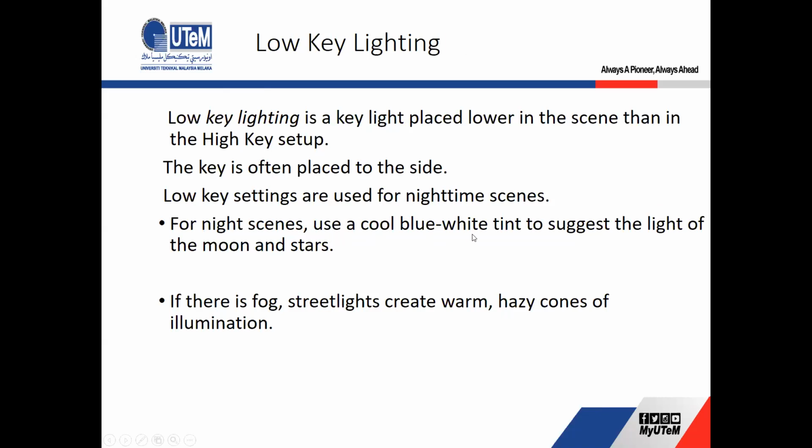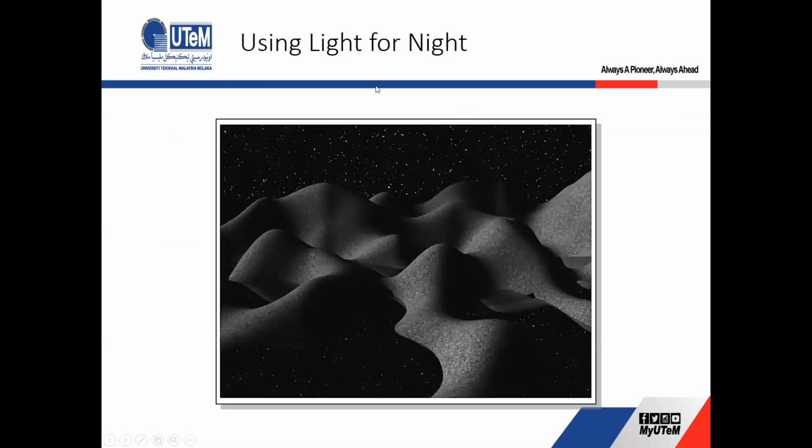Use cool blue-white tints to suggest the light of the moon and stars, like this example. If there is a fog, street lights create warm hazy cones of illumination. So this is the basic concept of key lighting, low key lighting.